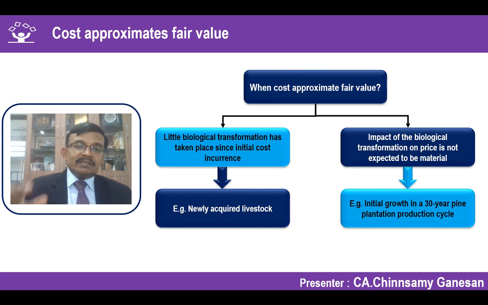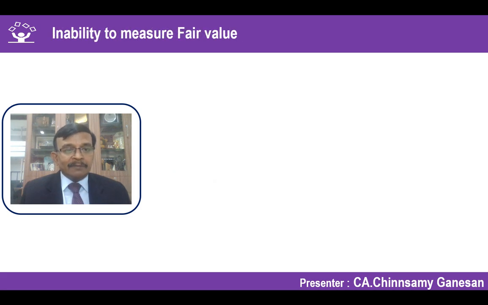For example, it is a 30-year pine plantation and for the initial growth for the first 5 or 6 years, it doesn't have any value. Maybe 10 years, it doesn't have any value. So if the price changes are not going to be significant based on the biological growth, then cost approximates the fair value. That is the reason why it says that you can substitute the cost for the fair valuation at the initial measurement if the cost approximates the fair value. Otherwise, you should always have fair value less cost to sell.